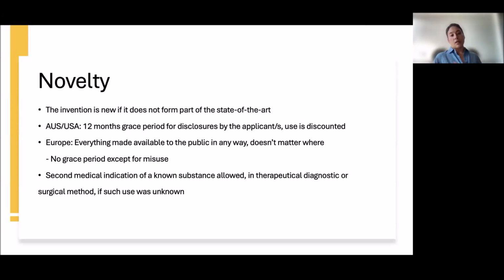But in Australia and in the US, even if you disclose, within 12 months from the disclosure you could still apply for a patent, and that would not kill the novelty of the invention. But if it's the 13th month after disclosure, your disclosure is acting against your invention as a novelty destroyer because it would not be considered as new. So the requirements won't be fulfilled for patent eligibility.